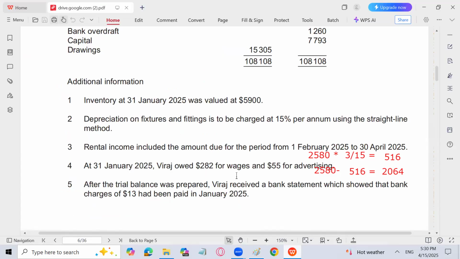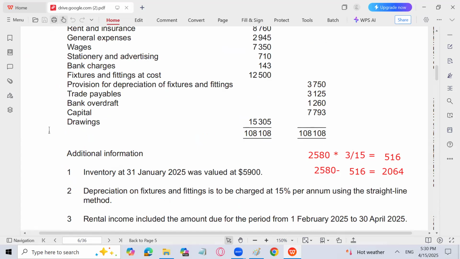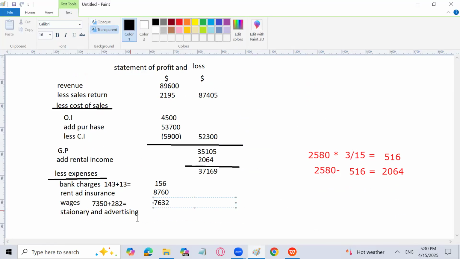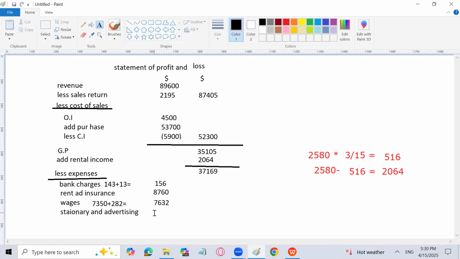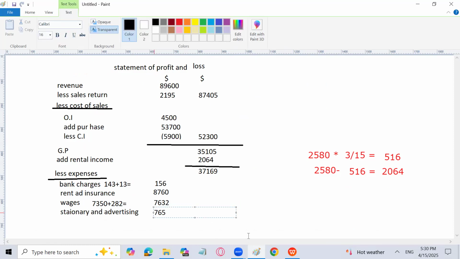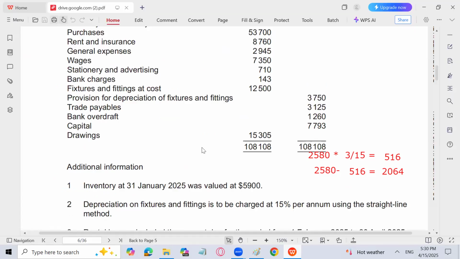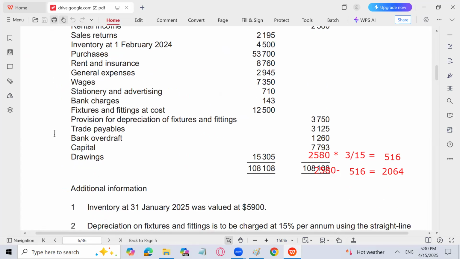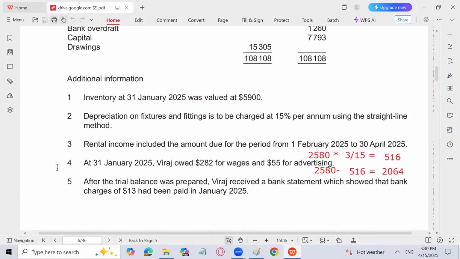Same is the case with advertising. There is an advertising outstanding, accrued, owing 55. The stationery and advertising is 710 plus 55, that is 765. How come, sir? Let me show you. This is stationery and advertising 710, plus there are accrued 55. So I've added it into this.